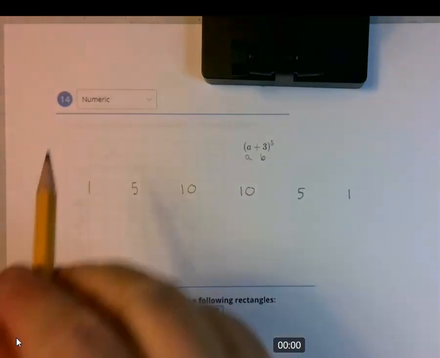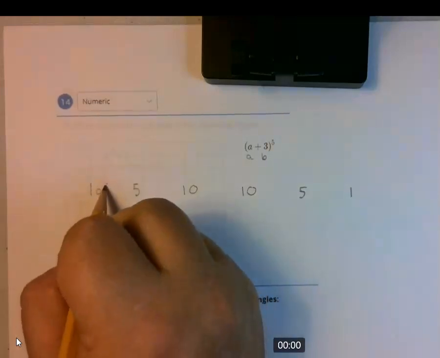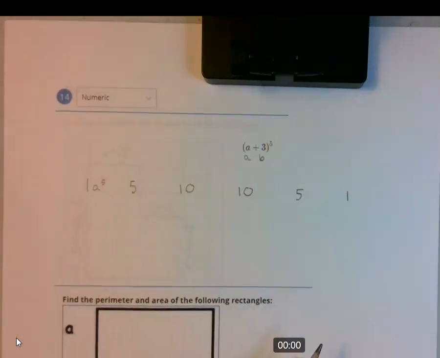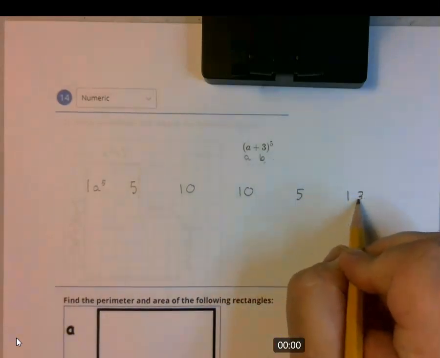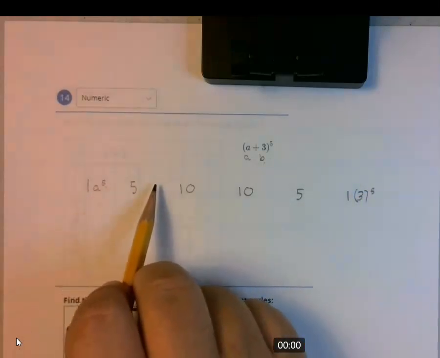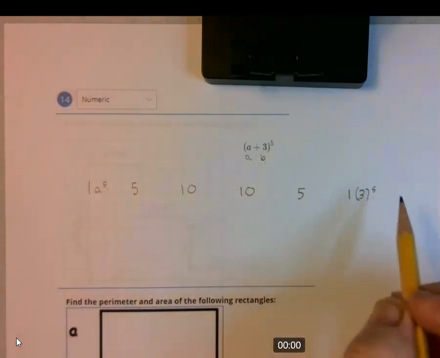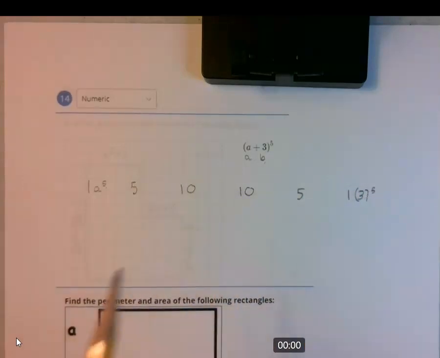You're going to start with A to the 5th over here, and you're going to start with B, which is 3 to the 5th, over here. This one goes forward, 4, 3, 2, 1, 0, and this one goes backwards: 3 to the 5, 3 to the 4, 3 to the 3. So I'm going to leave that one. I did half the problem for you there. You go ahead and do the rest.